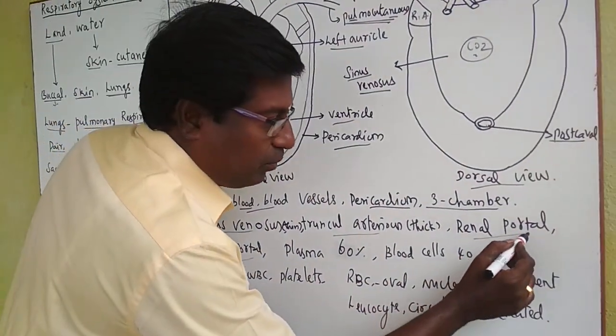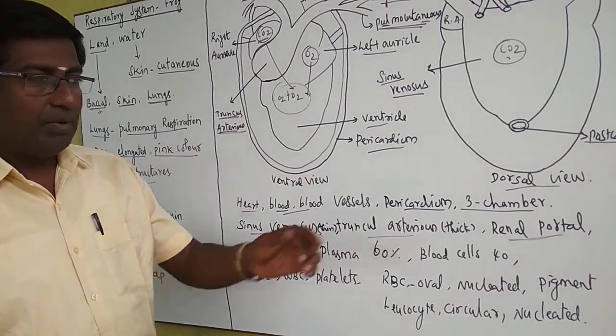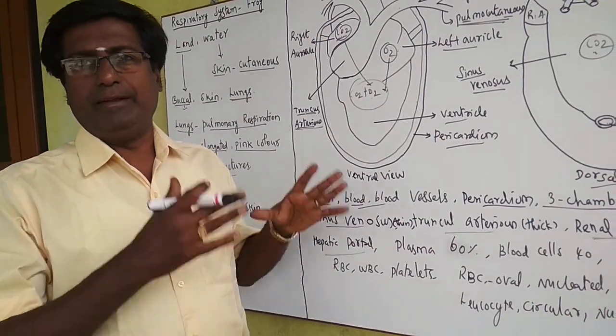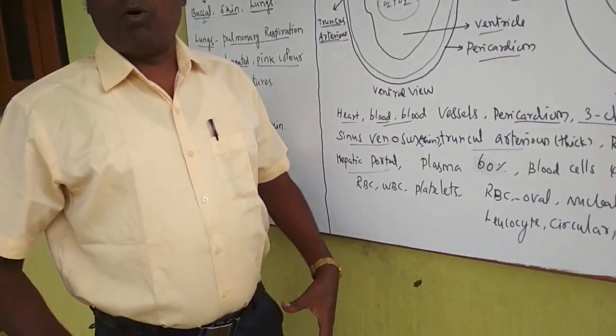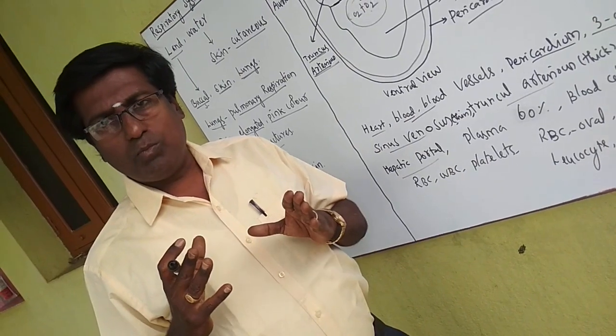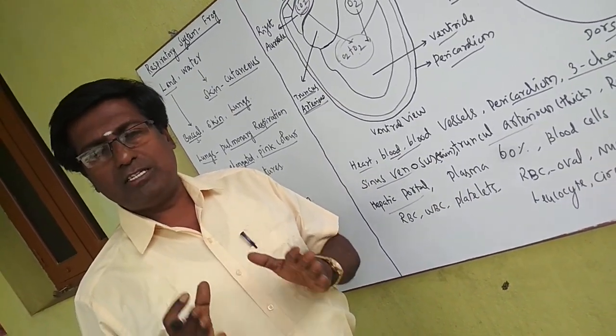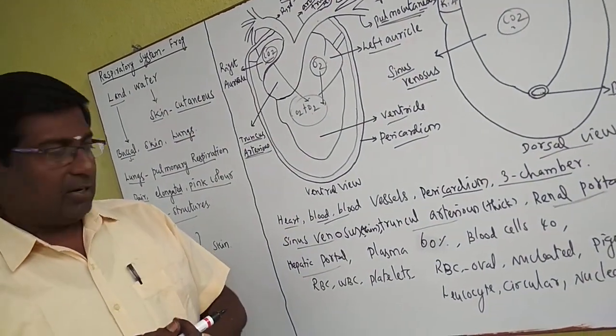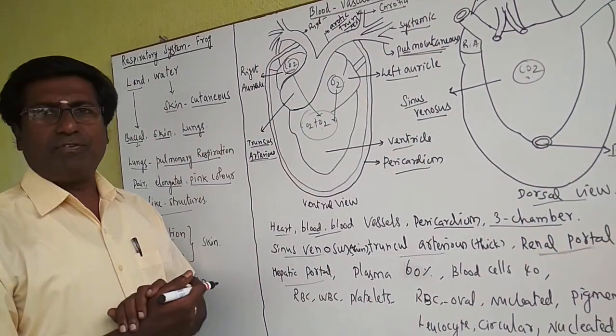Another one is called the renal portal system. This system comes from the kidney, that means from the lower part of the frog to the kidney. From the lower part of the body, all toxic and some carbon dioxide waste is carried by this renal portal system to the kidney. These two portal systems are present in the frog.